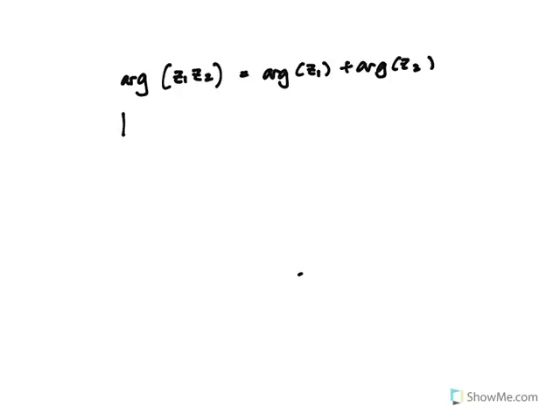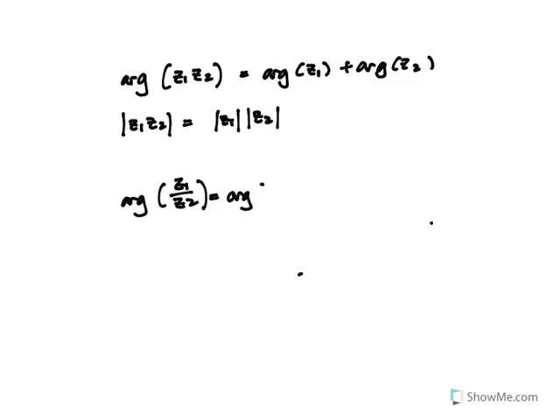And the modulus of z1 z2 is the same as the modulus of z1 times the modulus of z2. So the argument of a product is the sum of the arguments, and the modulus of a product is the product of the moduli. And if I'm talking about the argument of z1 over z2, the argument of a quotient is the difference between the arguments. Let's call this the quotient law.